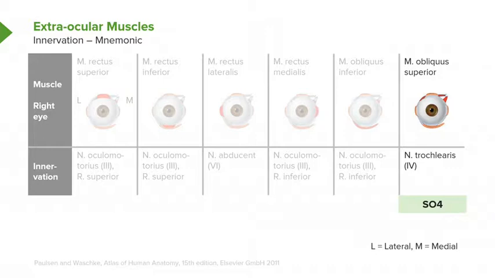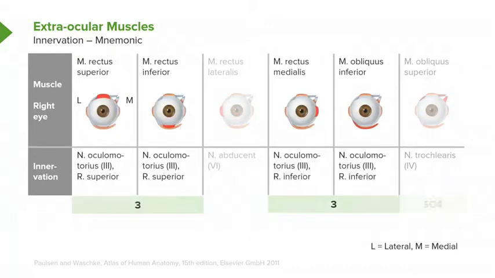And then the rest of these are very, very easy because all the rest of them are going to be innervated by cranial nerve number 3. This would be the oculomotor nerve.